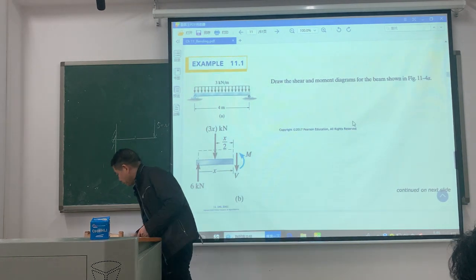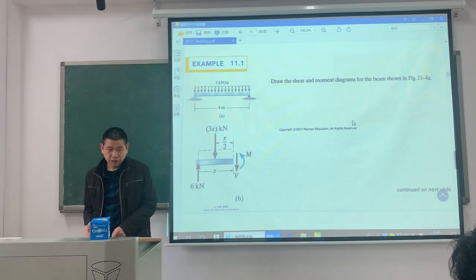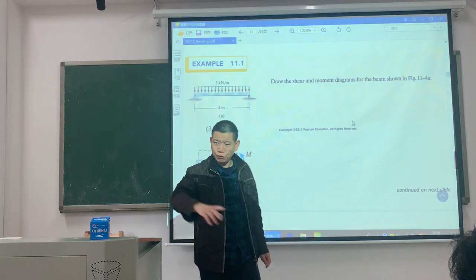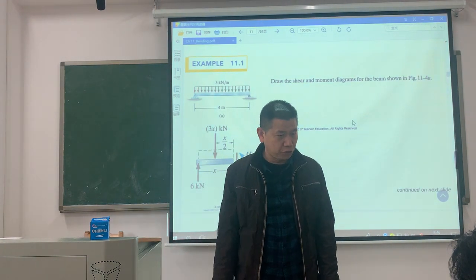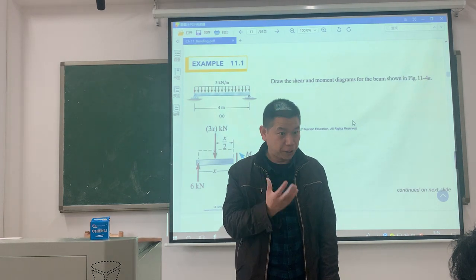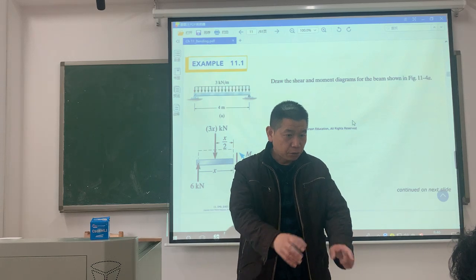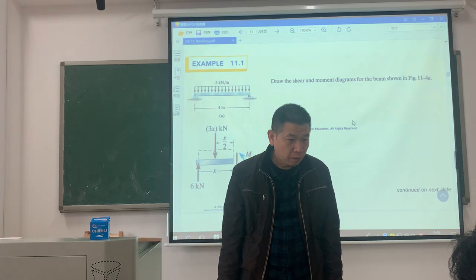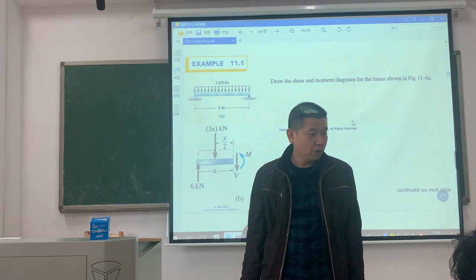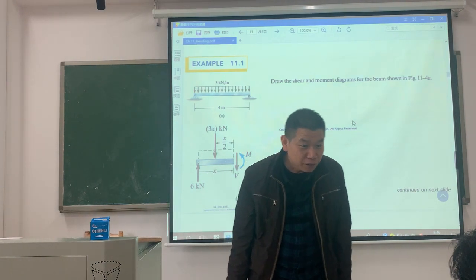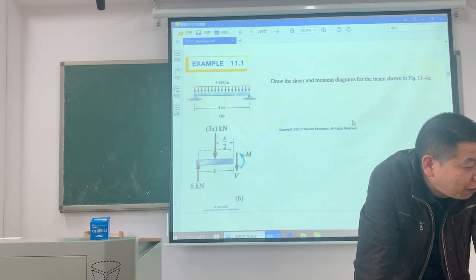How to find the reaction? In the first lecture, I introduced it because it belongs to statics. Do you remember? You forget it. You can't forget it.